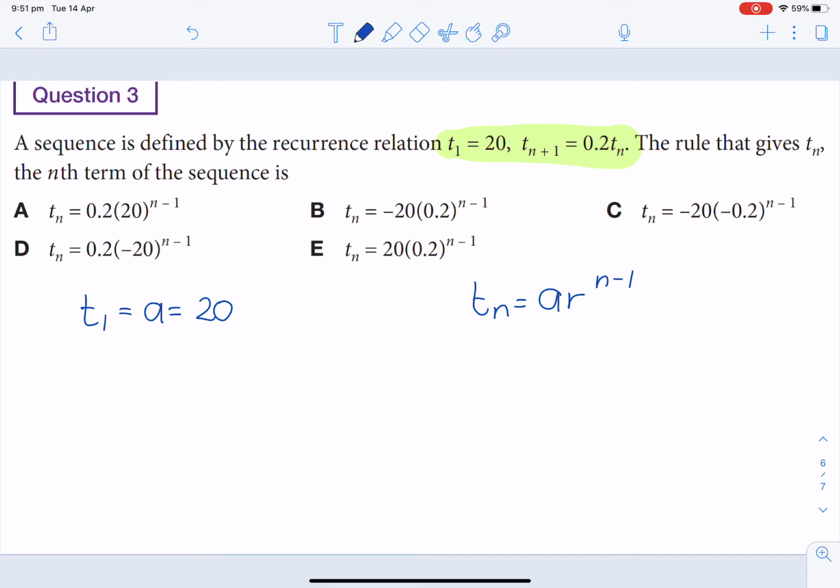So I've got 20 as my A value. Looking through each of these, I've got 0.2, no, 0.2, no, negative 20, no, negative 20, no. So I should end up with E. Process of elimination, but I still want to double check. And this value over here is my R value. R equals 0.2. So if I substituted it back into this formula, I'd have T of n equals 20 times 0.2 to the n minus 1. Yep, it's E.